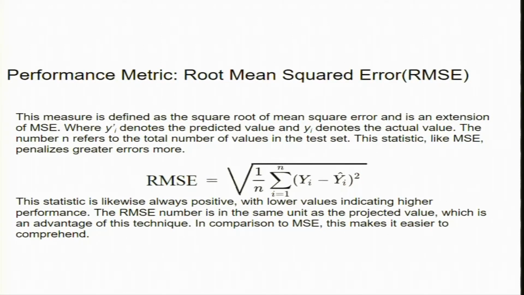Another performance metric is called root mean squared error, RMSE. This measure is defined as the square root of mean squared error and is an extension of MSE. If you compare, this RMSE number is in the same unit as the projected value, which is an advantage of this particular method. We will see all these later.